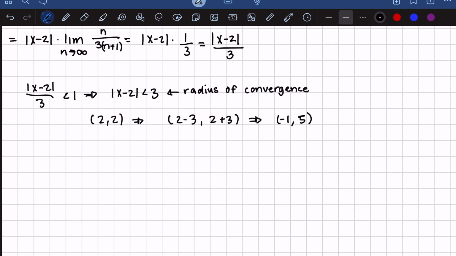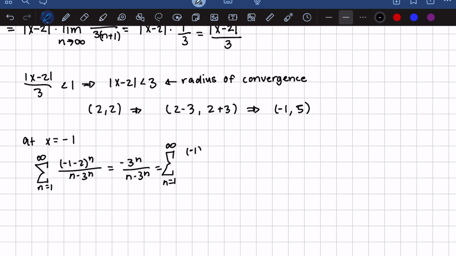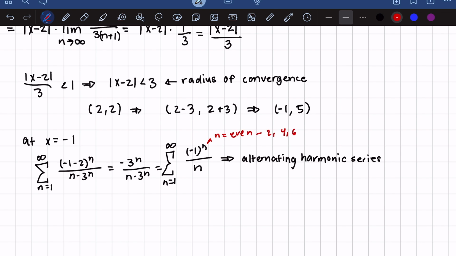So now that we have these points, we have to check each point. So we have x equals -1, which gives us the sum of (-1)^n over n. This is an alternating harmonic series, and we know this because when n is even, so we've got like 2, 4, 6, a negative times a negative is always going to be a positive. And when n is odd, let's do n equals 3, this will be a negative times a negative, which is positive.